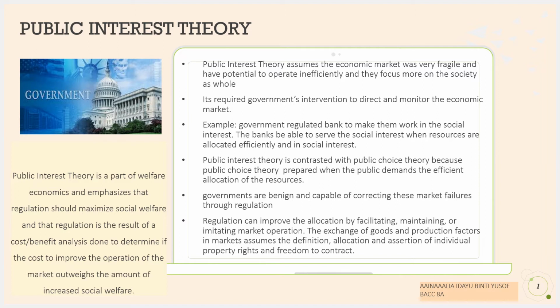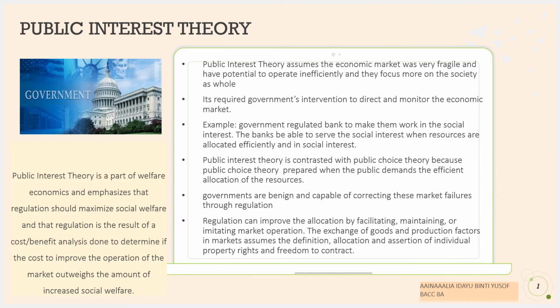The public interest theory contrasts with the public choice theories, because the public choice theory is preferred when there is public demand and efficient allocation of resources. Governments are willing and capable of correcting this market failure through regulations. Regulations can improve the allocation by facilitating, maintaining, and initiating the market operations. The extent of the goods and production factors in the market assumes the definition, allocation, and assertion of individual property rights and freedom to contract.